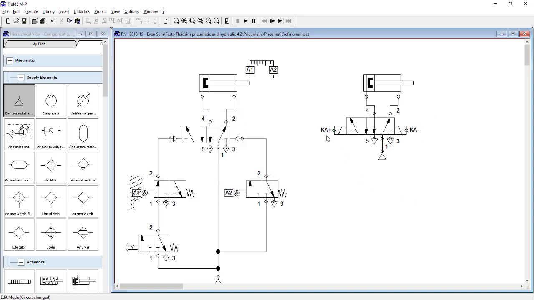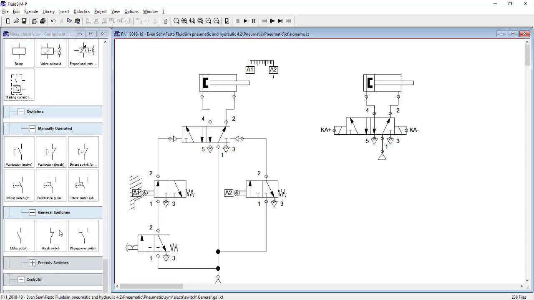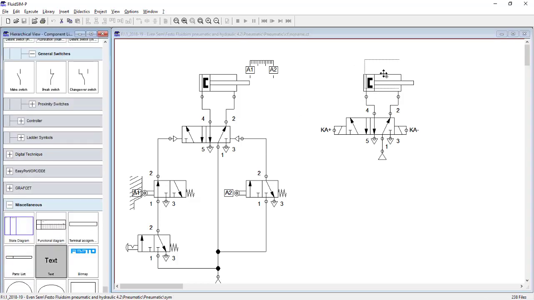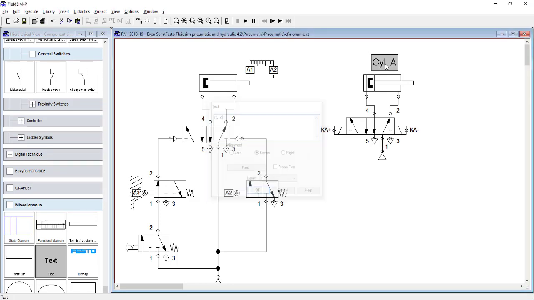Why? Because K means solenoid, and A plus, because when this solenoid is activated, it will cause A plus motion. Why A plus motion? Because the name of this cylinder is cylinder A, right? Because there is only one cylinder, we are calling it cylinder A.